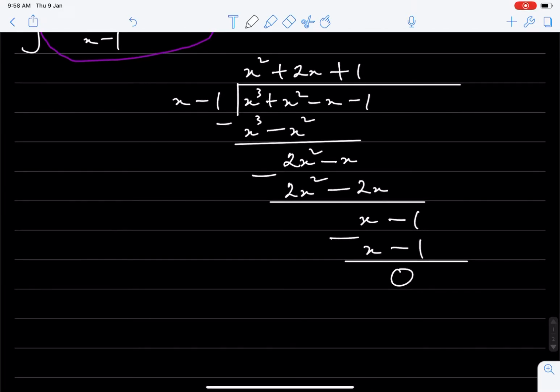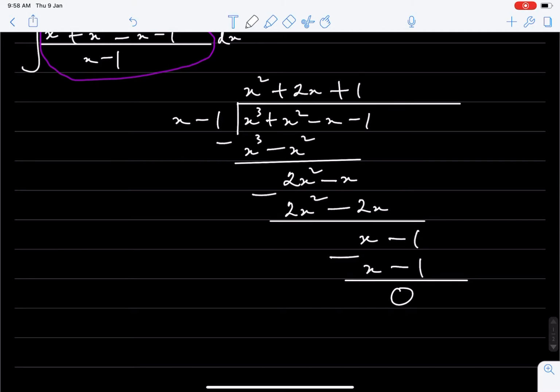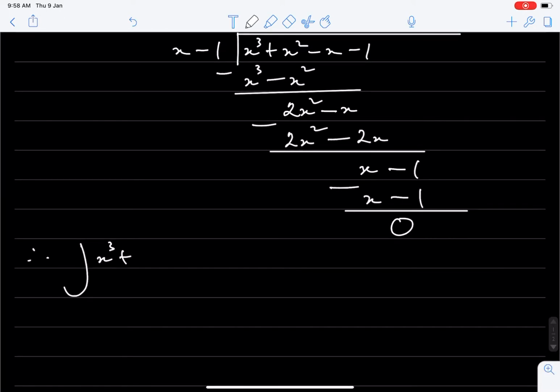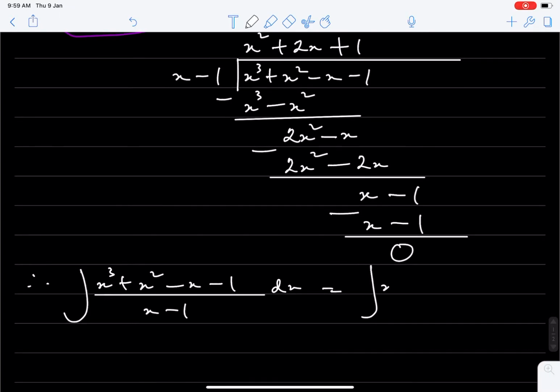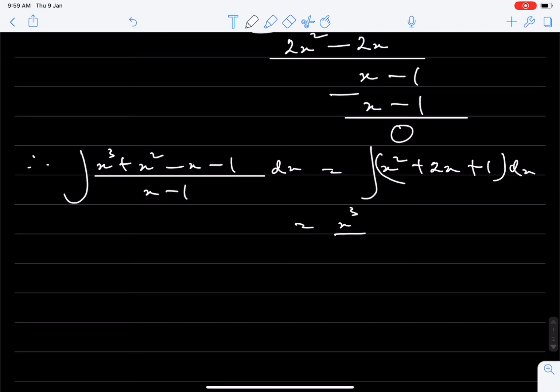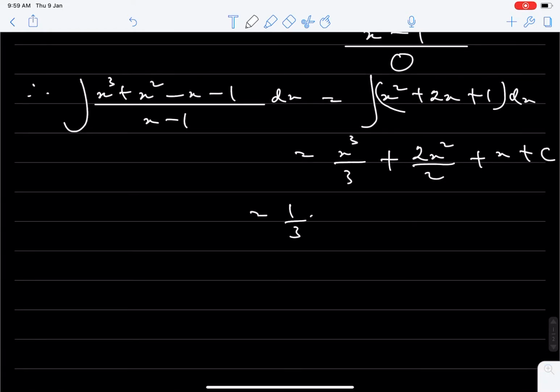Since the remainder is 0, it means x minus 1 is a factor of x cubed plus x squared minus x minus 1. So the integral of x cubed plus x squared minus x minus 1 divided by x minus 1 with respect to x is the same as the integral of x squared plus 2x plus 1 with respect to x. And that simply means x cubed over 3 plus 2x squared over 2 plus x plus c, which is 1 third x cubed plus x squared plus x plus c.